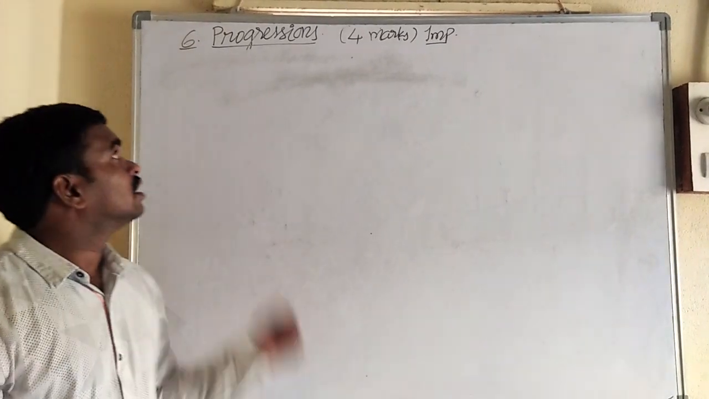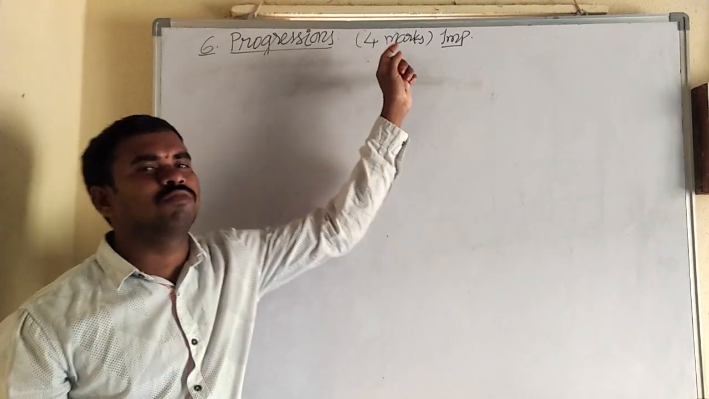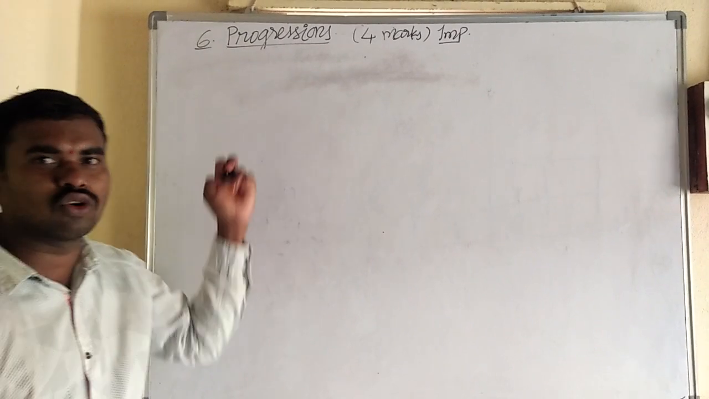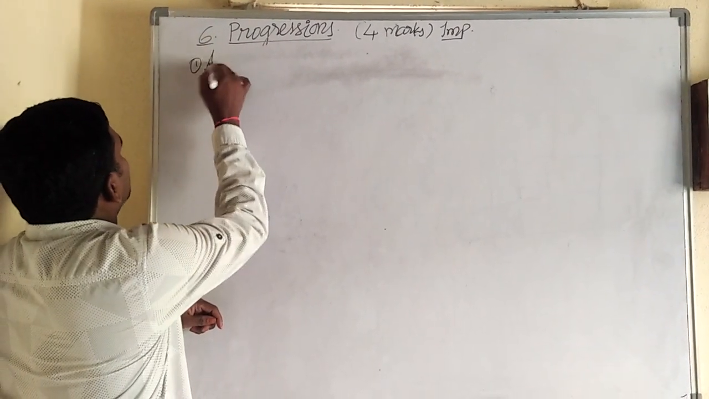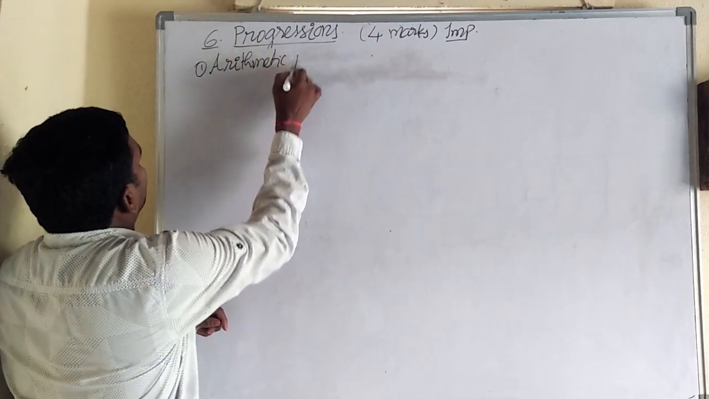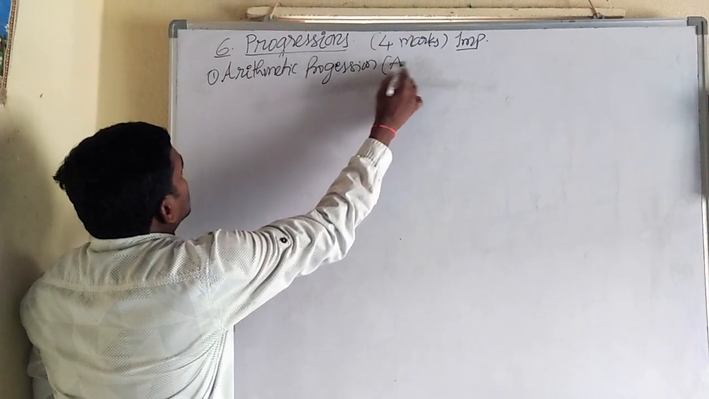Hi friends, now 10th class math 6th chapter progressions important 4 marks questions I am going to discuss. First of all, in this progressions we have two types of progressions. One is arithmetic progression and second one is geometric progression. So what is first one? Arithmetic progression. So what is arithmetic progression? This is also called as AP.